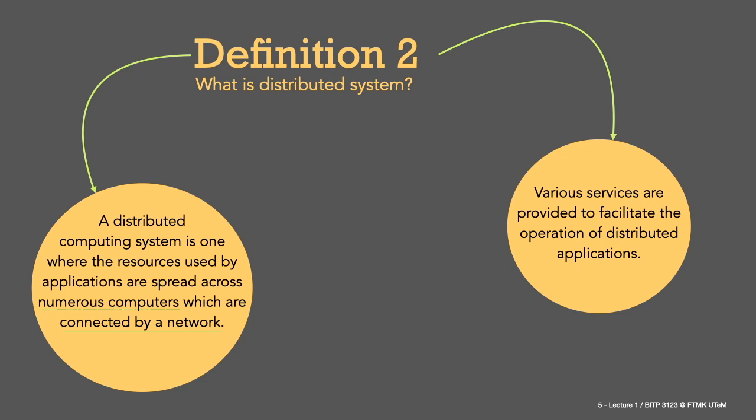In the second part, it describes the number of services and the type of services provided by these computers to facilitate the distributed applications. Now we have two definitions. What are we going to do with it?